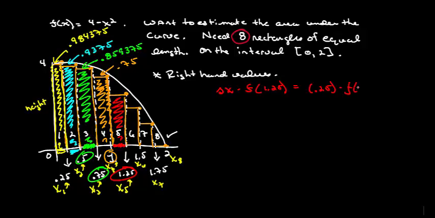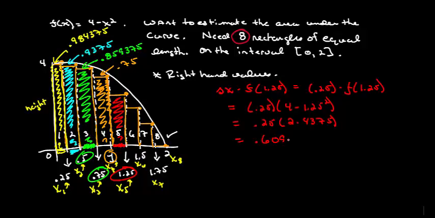Our base length is 0.25 here again. We multiply by the function at the right-hand side of the interval, which is 1.25. We do our computation out. If you fast forwarded to the end, I don't necessarily blame you at this point, because this gets rather tedious. So we get 0.609375. Put that up there. Two more left.